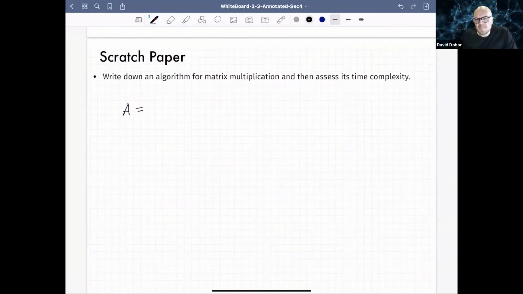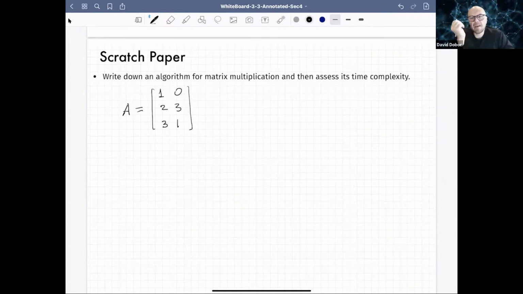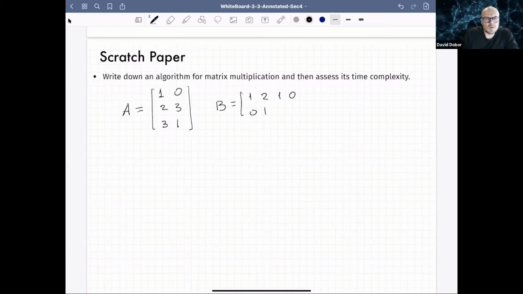So here's your matrix A. Let's say it's a 3 by 2 matrix. Let me get this exact same example so that all sections are on the same page. 1, 0, 2, 3, 3, 1. So my A is a 3 by 2 matrix. Then I have a matrix B, which is going to be a 2 by 4 matrix. So this matrix is lying down now. 1, 2, 1, 2, 1, 0, 0, 1, 0, 2. Okay, so that's my second matrix.